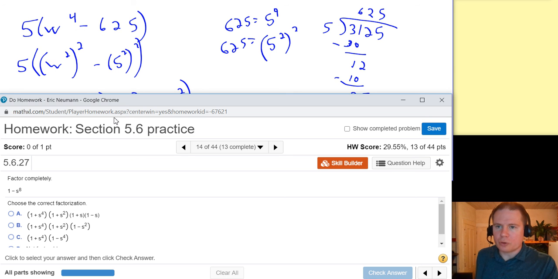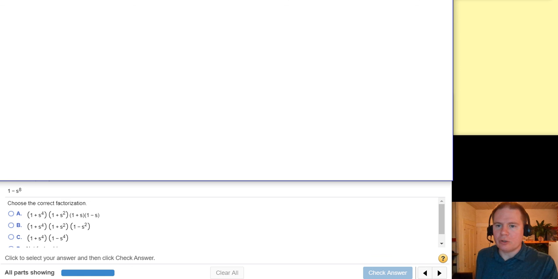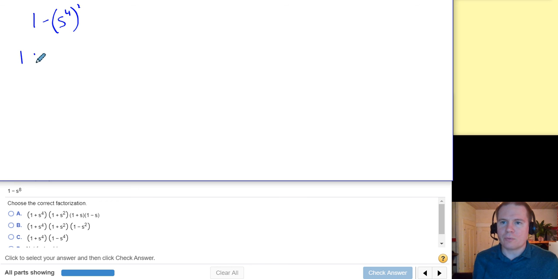Okay, here's a multiple choice, which is even uglier than the one before it. 1 minus s to the 8th. Well, we just talked about perfect fourths, now we have perfect eighths. 2 times 4 is 8, so that's s to the 4th squared. 1 times 1 times 1 times 1 times 1 times 1, it's always going to be 1. Right? 1's a perfect everything. It's perfect square, perfect cubed, perfect fourth. So this is difference of squares. 1 plus s to the 4th, 1 minus s to the 4th.